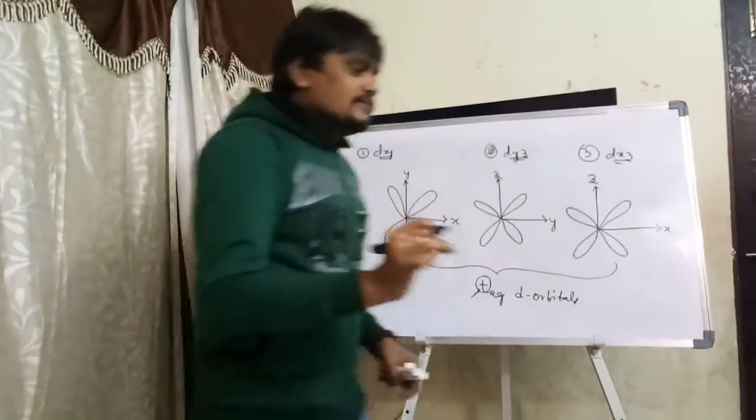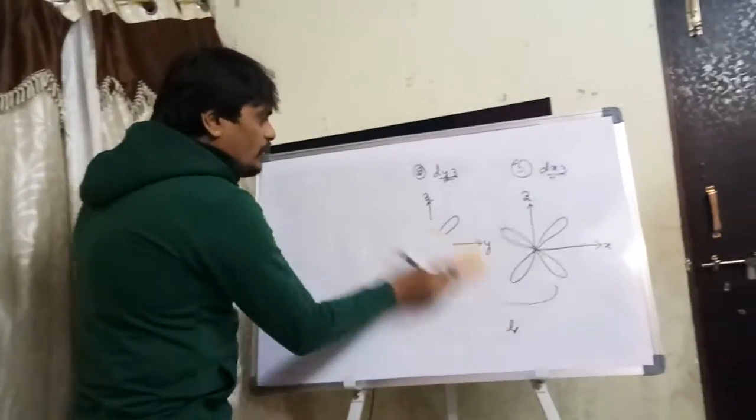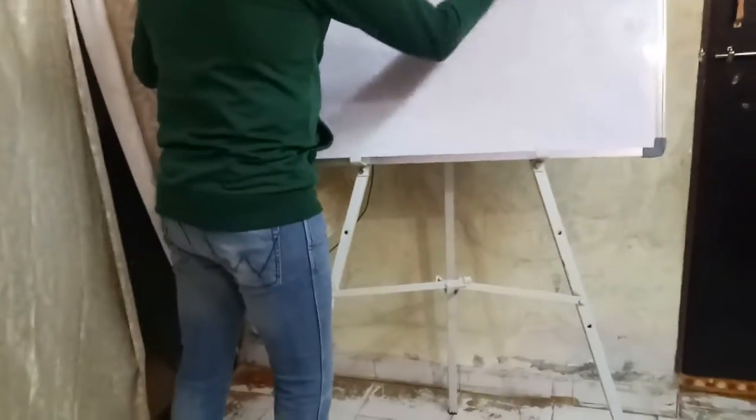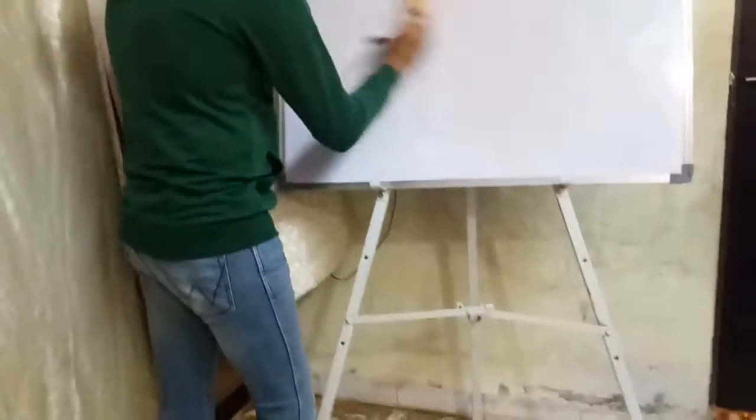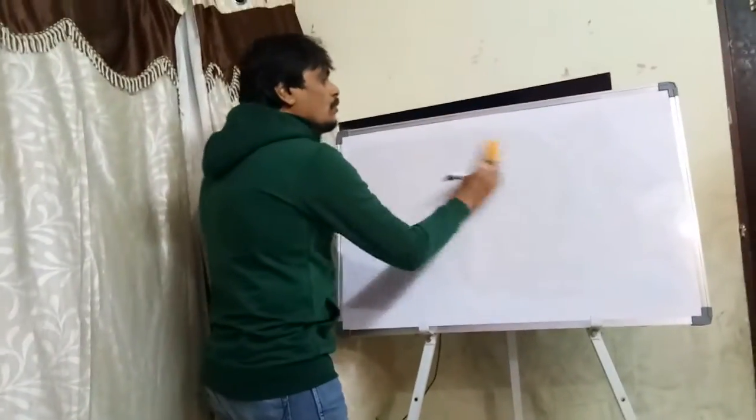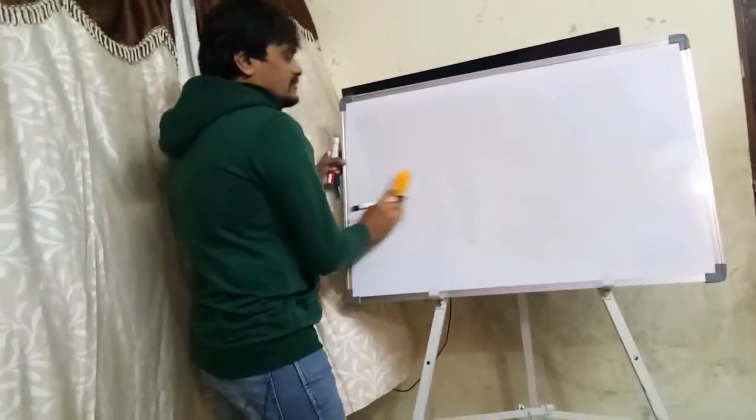So to summarize, in the case of the T2g set of d orbitals, the electrons are sitting in between the axes. Electrons sitting in between the axes means the concentration of the electrons between the axes is more. That is the meaning of this.